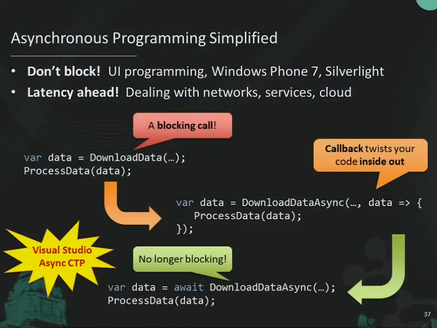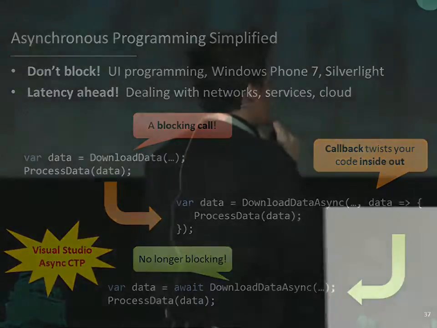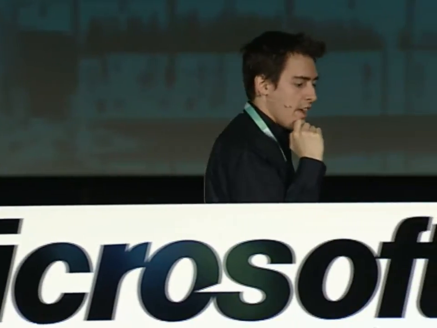So in the Async CTP, what you can do now is call APIs like DownloadDataAsync, and you can put a little keyword in front of that called await. And what happens there is that the thing is still executed asynchronously. If you do that on the UI thread, your UI thread is free.